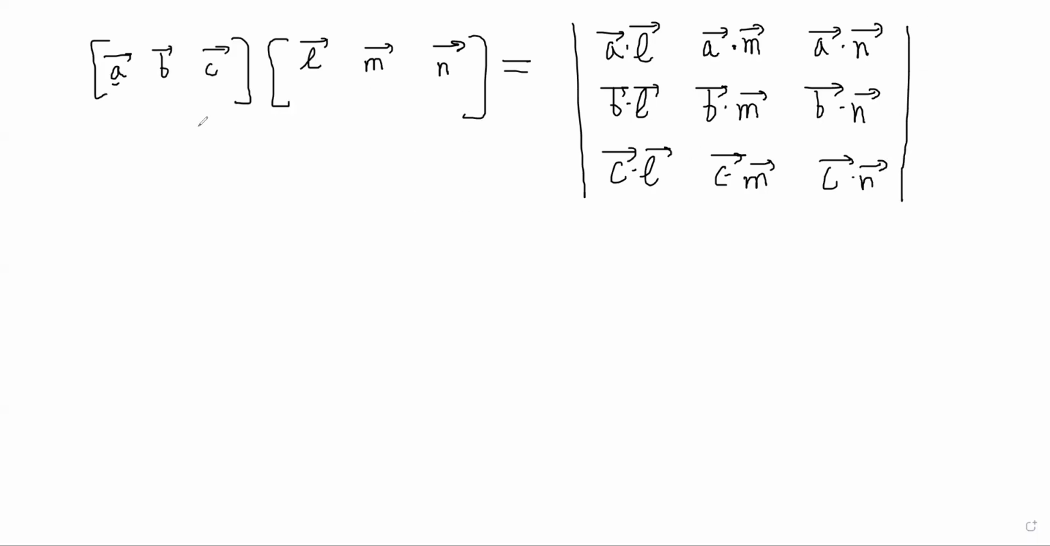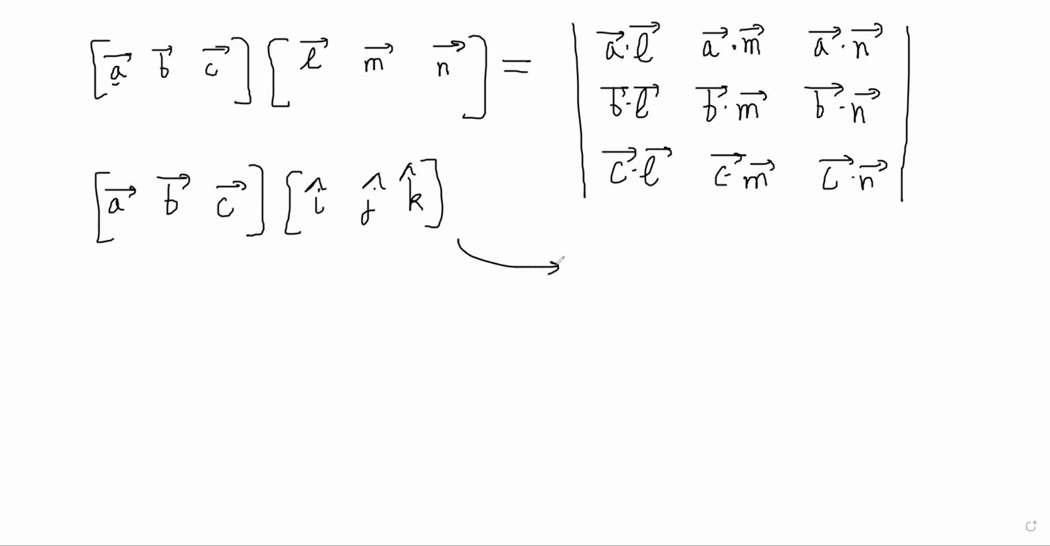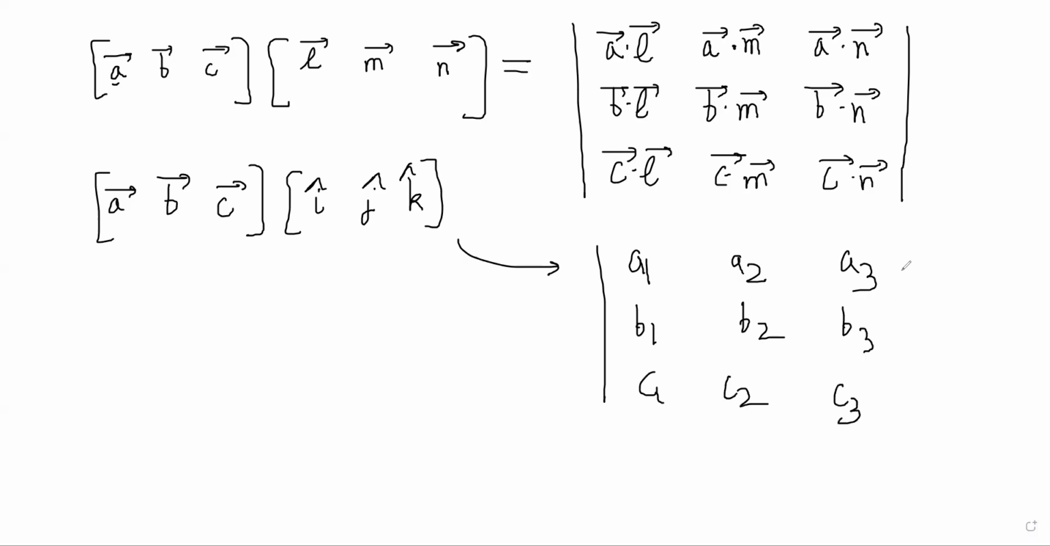You can see why this is true, because suppose LMN was IJK. Then you are doing the box product of ABC with IJK. And according to this rule, it is coming out to be A dot I, which is A1, the I component of A. Then it is A dot J, which is A2, and A3. And similarly, you get B1, B2, B3, and C1, C2, C3. And this is actually the way to calculate the box product, because the box product of ABC, IJK, we saw was 1, right? So this is equal to this.